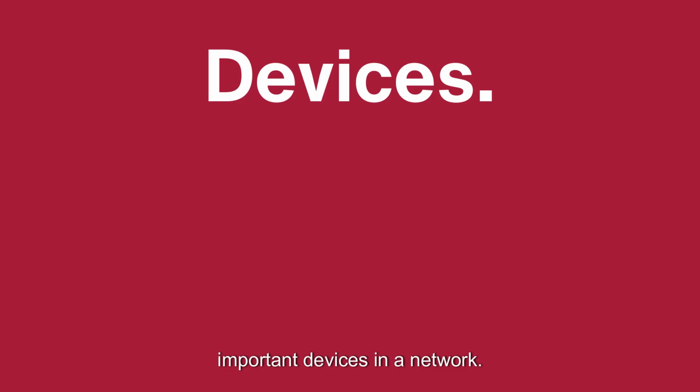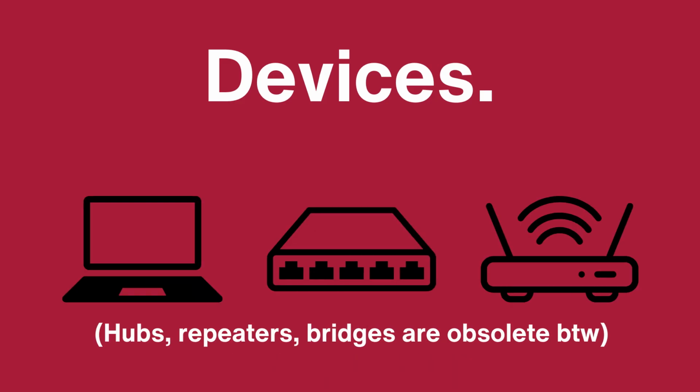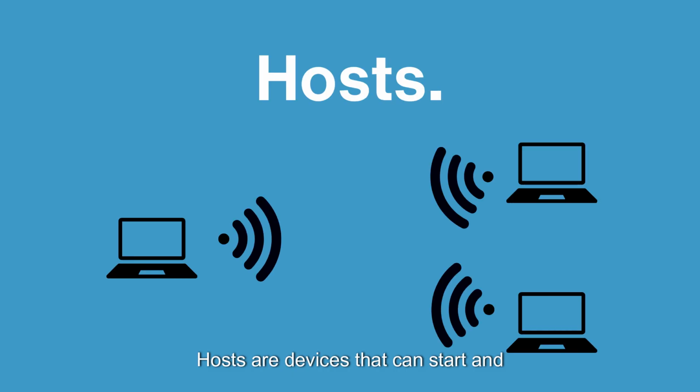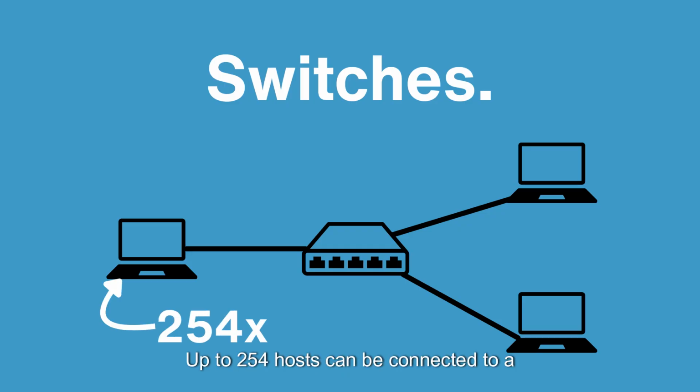First, we need to explore the most important devices in a network: the host, switches, and routers. Hosts are devices that can start and receive communication. This includes your computer, phones, and tablets. To connect hosts together to make a network, we use a switch. Up to 254 hosts can be connected to a single switch.